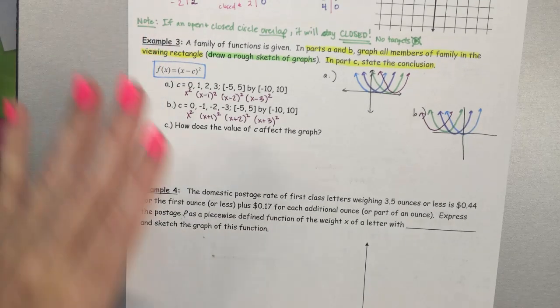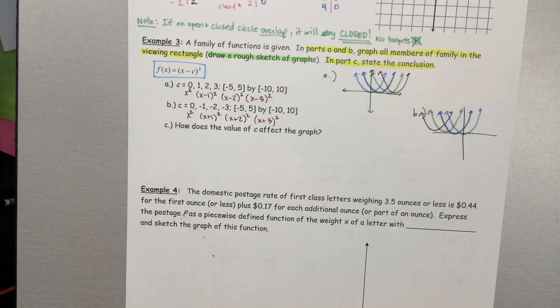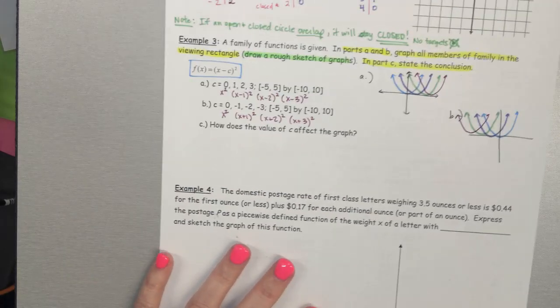Okay, so how does the C value affect the graph? So you can say if the value is positive, the graph is going to shift further to the right. So I said this a few different ways.